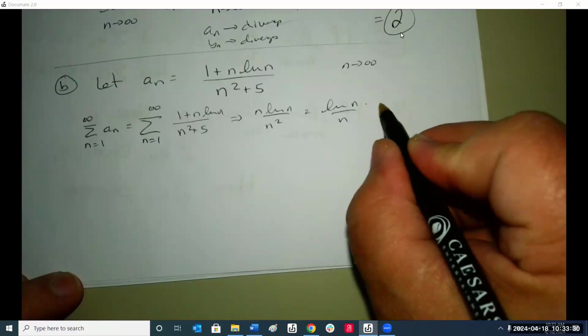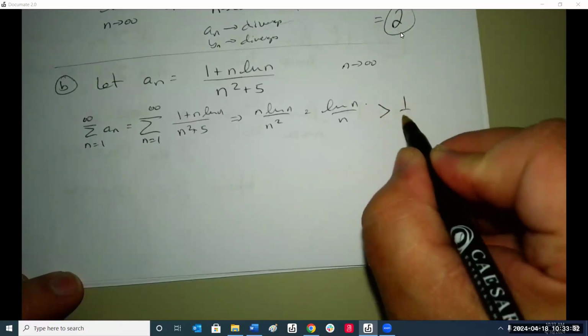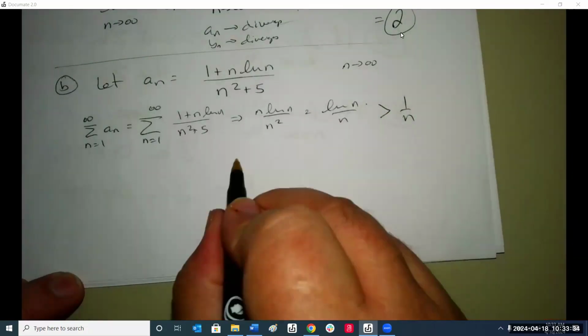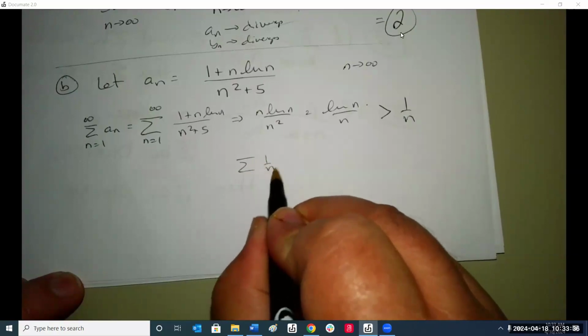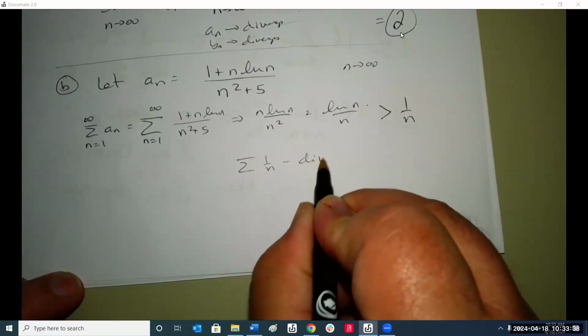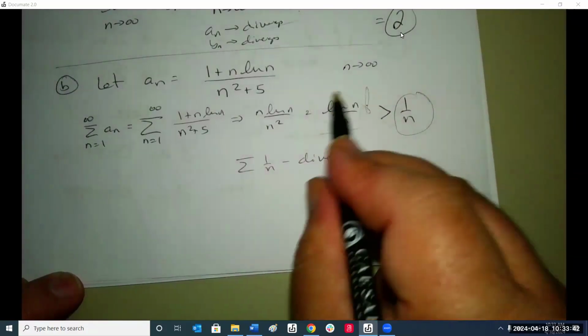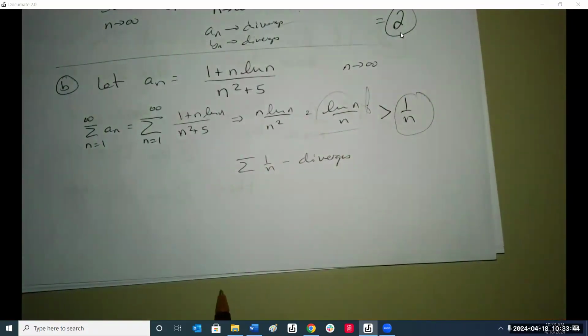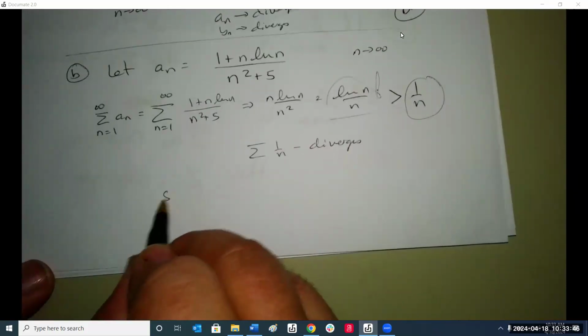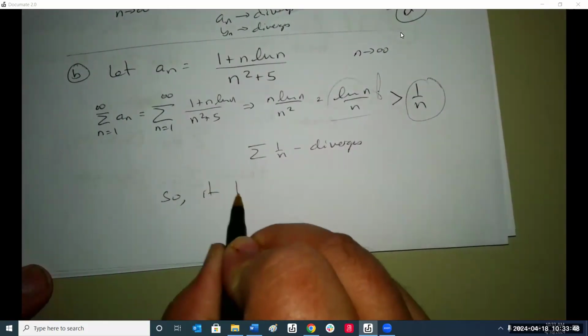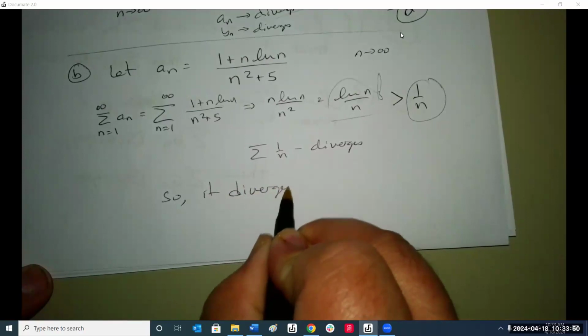So this is bigger than 1 over n. We know the summation of 1 over n diverges. And since that diverges, this diverges.